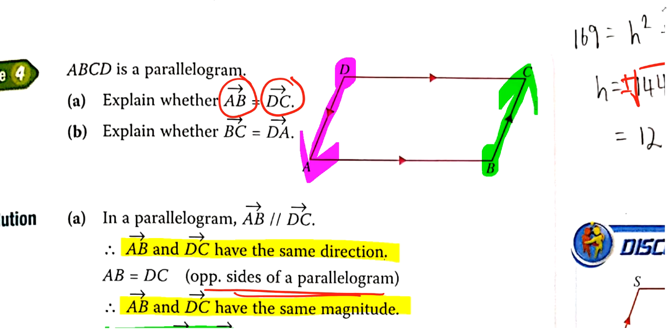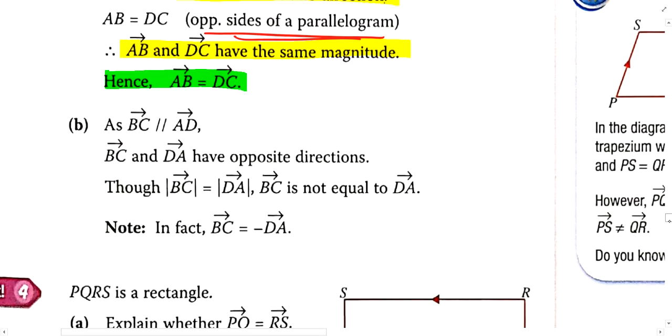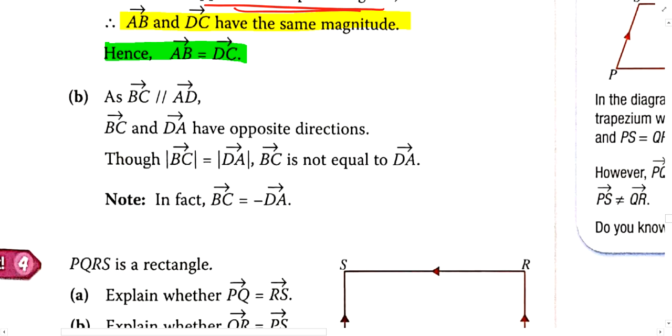Are they parallel? Yes, they are parallel, but they are opposite. So, can they be equal vectors? Cannot. Magnitude same, but too bad, overall it's still not the same vector. So that is shown over here. So watch how they use the notation. Although the magnitudes are the same, the vectors are not equal because direction is different. So they give you further information that actually BC is the same as negative DA.